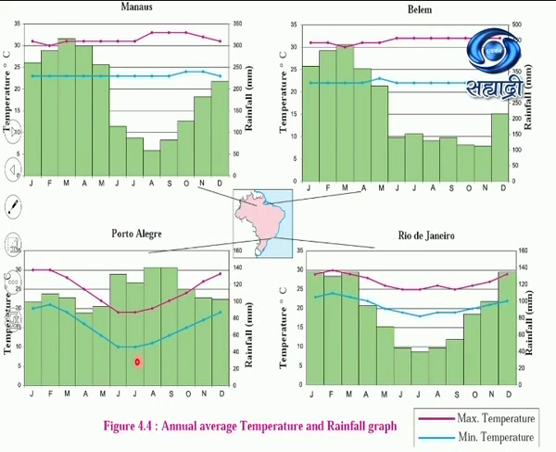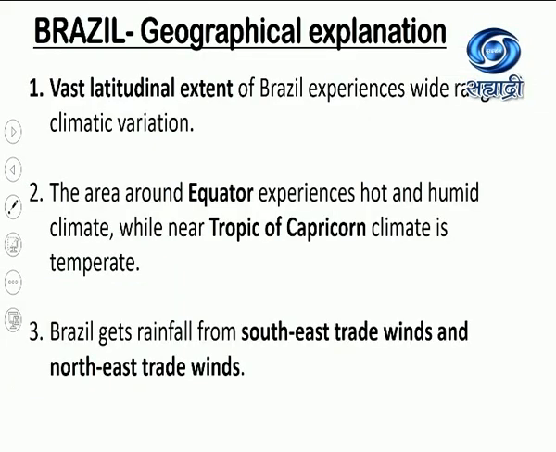Next, let's move on to Rio de Janeiro. It has a savanna type of climate, hot and humid summers and warm winters, as it is a coastal city. So you find rains throughout the year. So this is the graphical representation of annual average temperature and rainfall. Now let's know why these things happen, and we will understand the geographical explanation of the same.